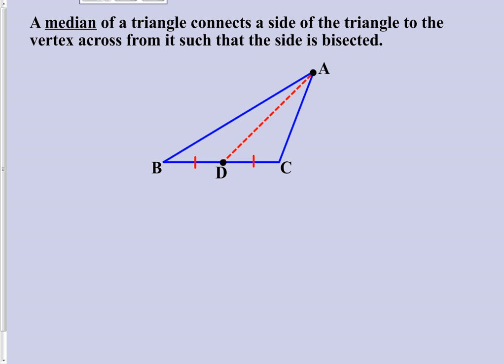Okay. Medians can also go any direction. They can connect any side to any vertex as long as the definition is met. They must connect such that a side is bisected. And once again, in this case, the statement can be made that line segment AD is a median of triangle ABC. Okay, let's move on.